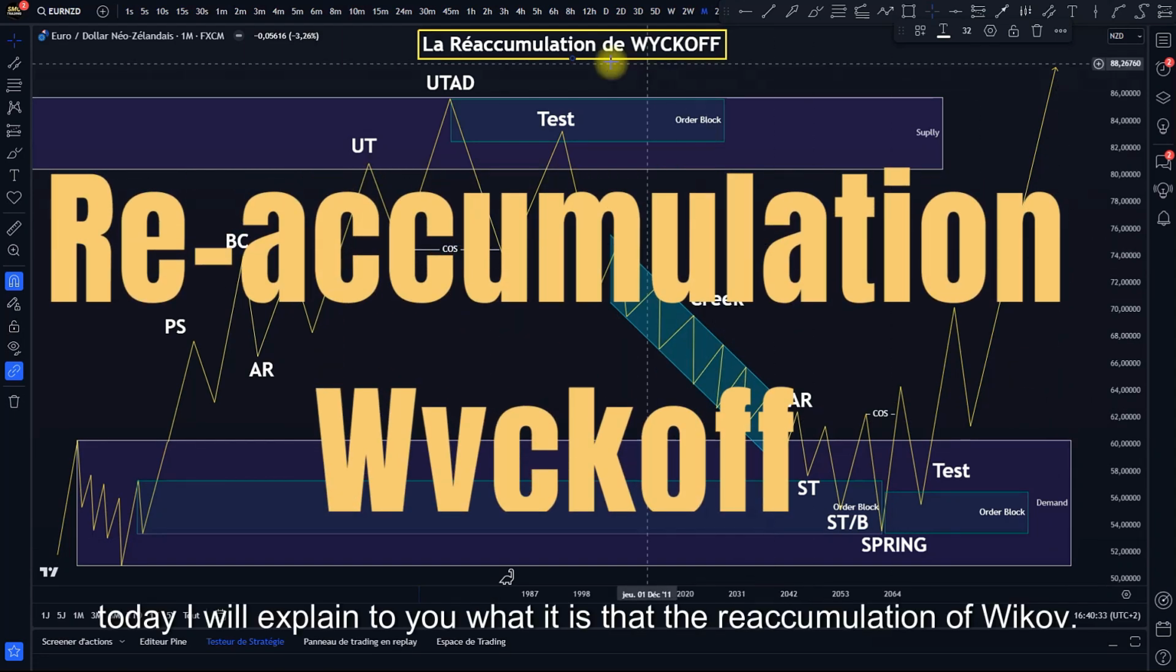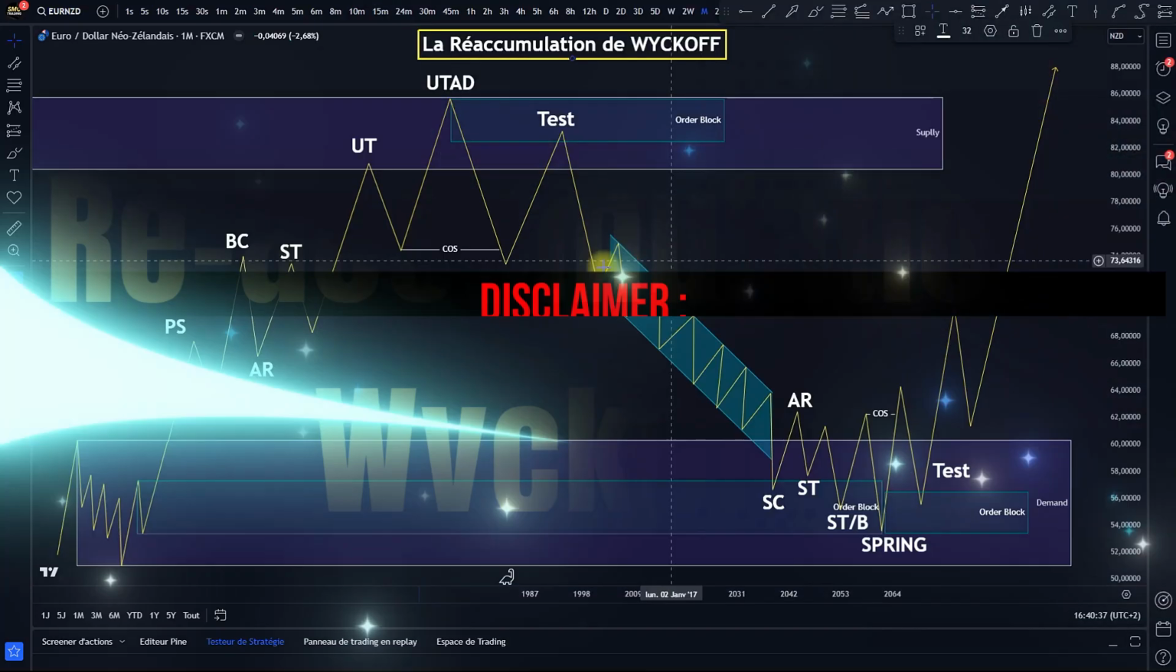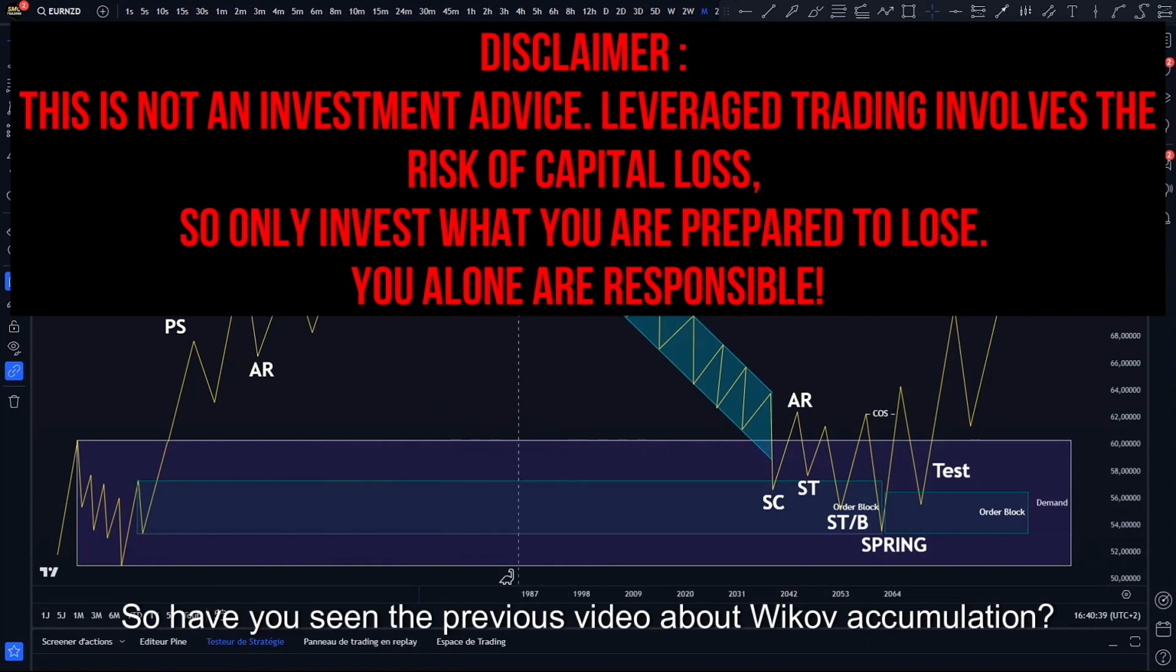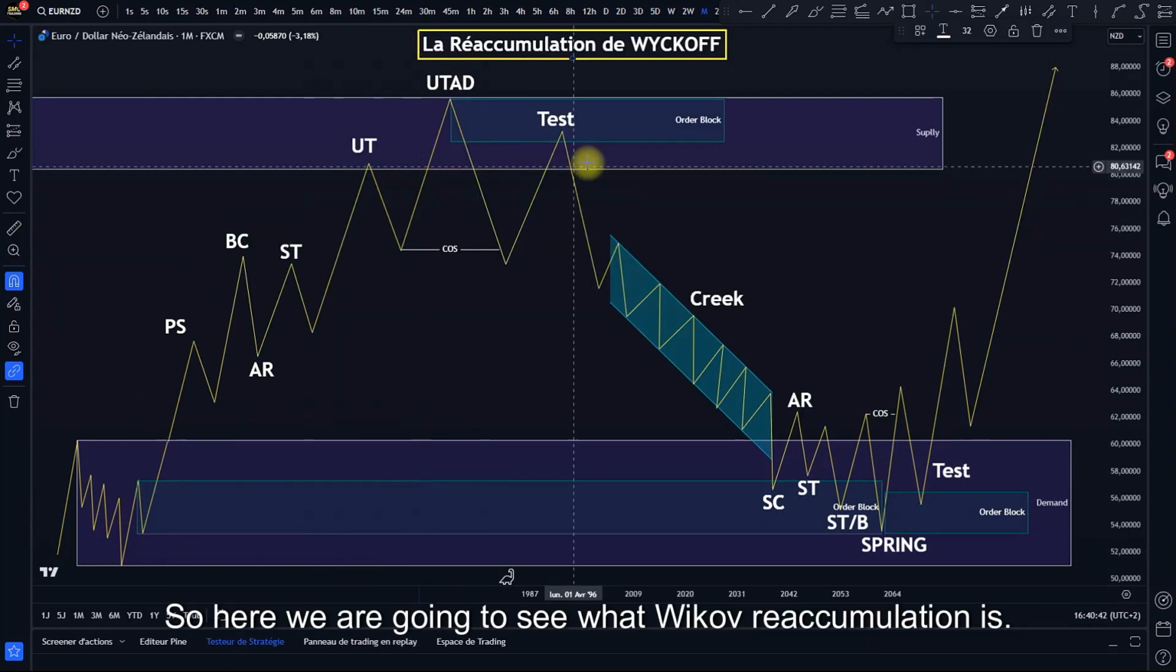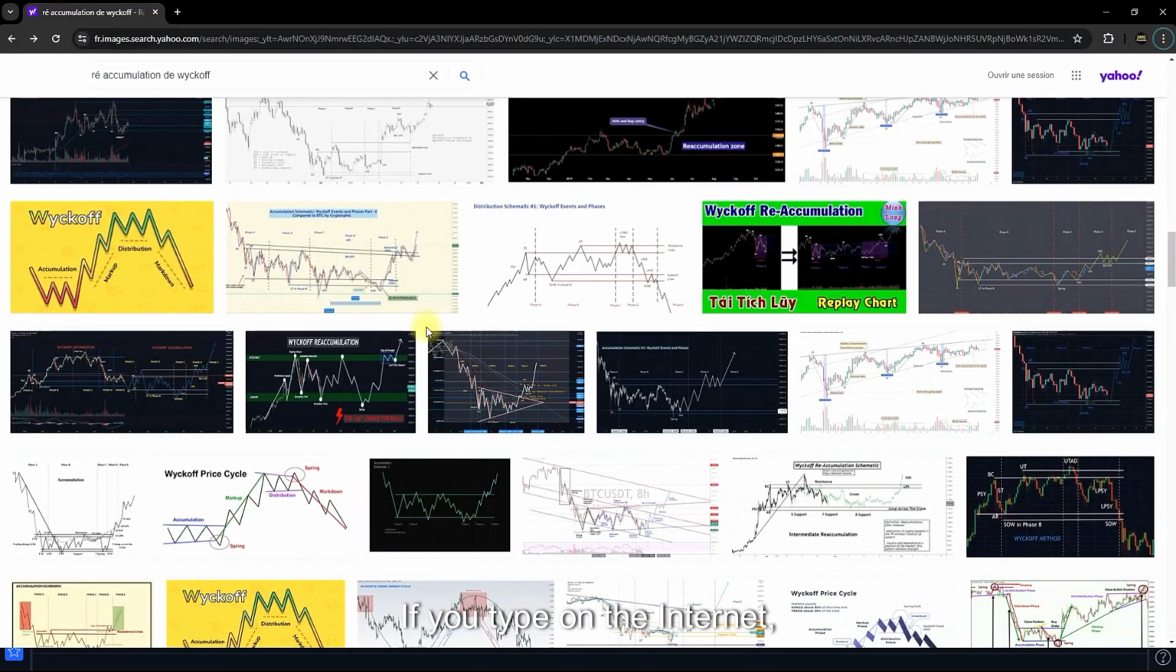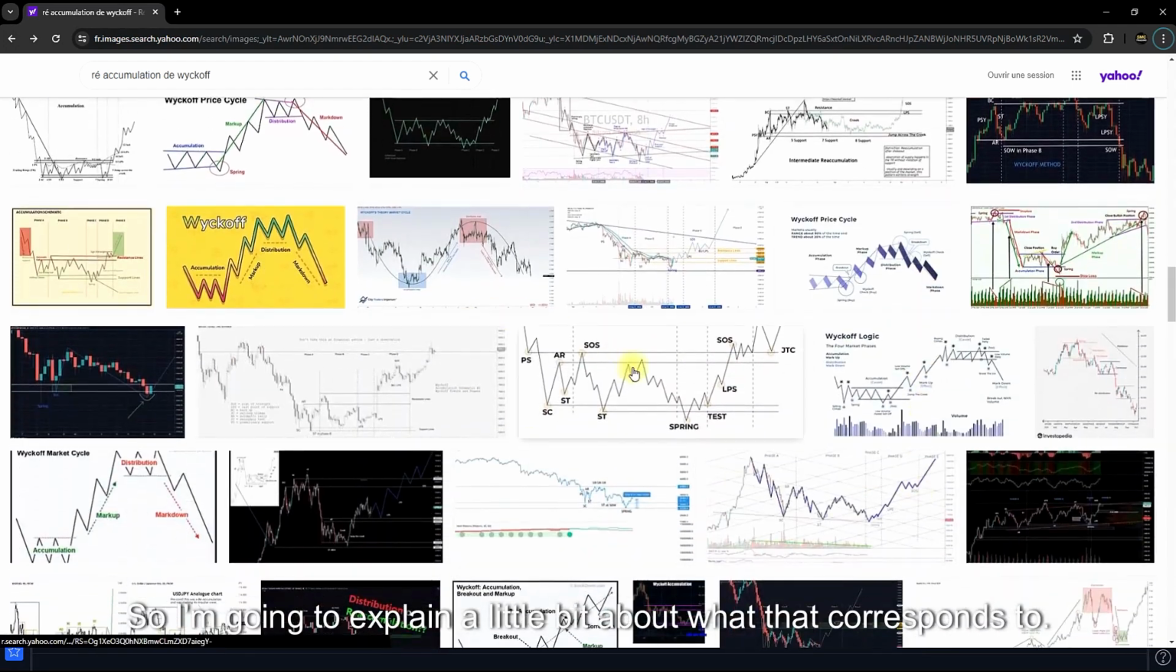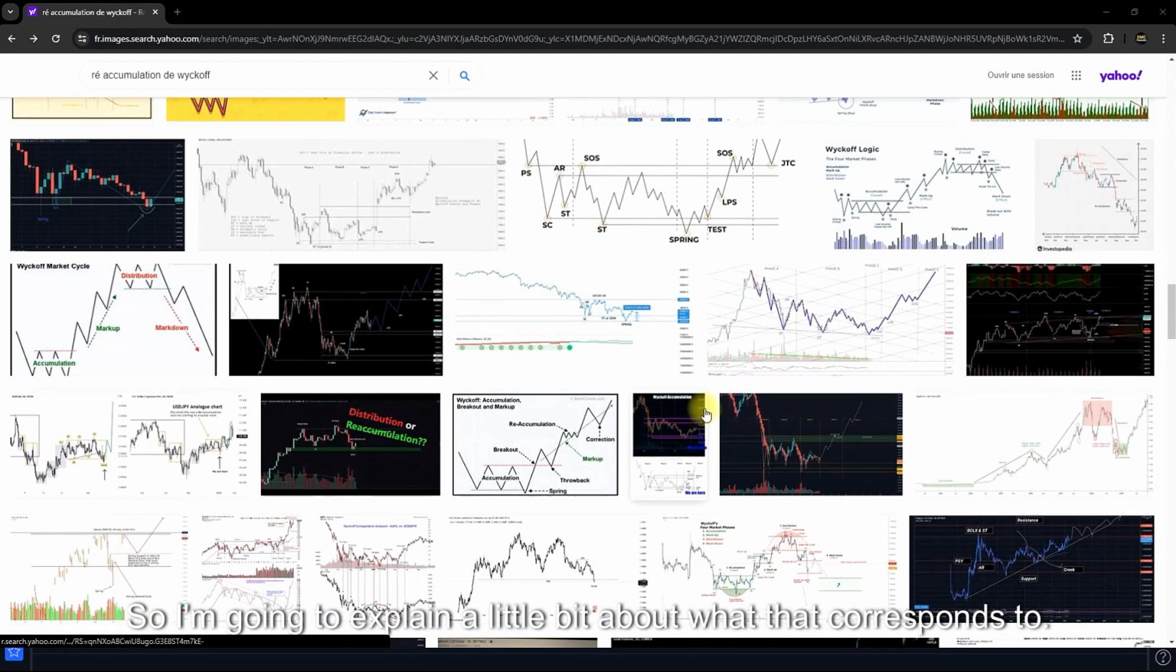Hi everyone, today I will explain what the Wyckoff reaccumulation is. Have you seen the previous video about Wyckoff accumulation? Here we are going to see what Wyckoff reaccumulation is. If you type it on the internet, you will see this type of pattern. So I'm going to explain a little bit about what that corresponds to.